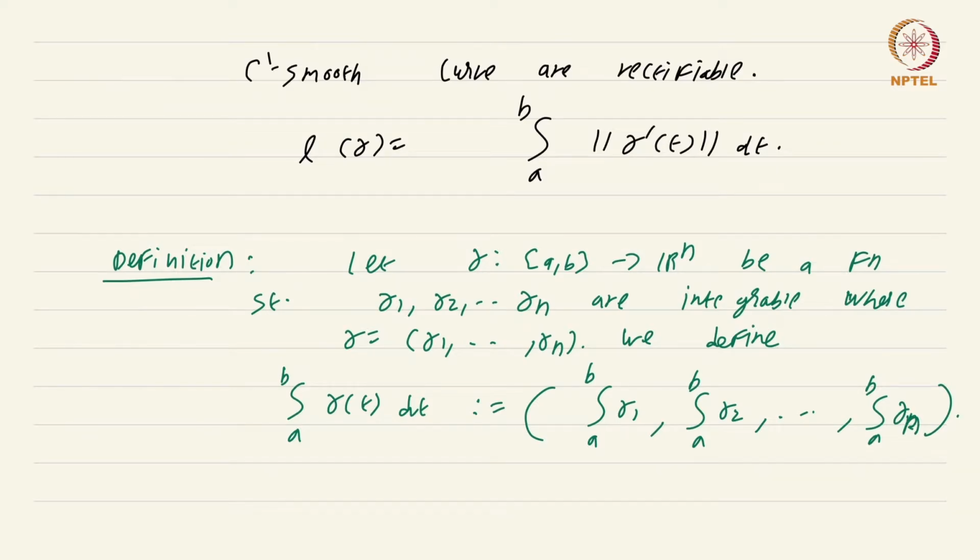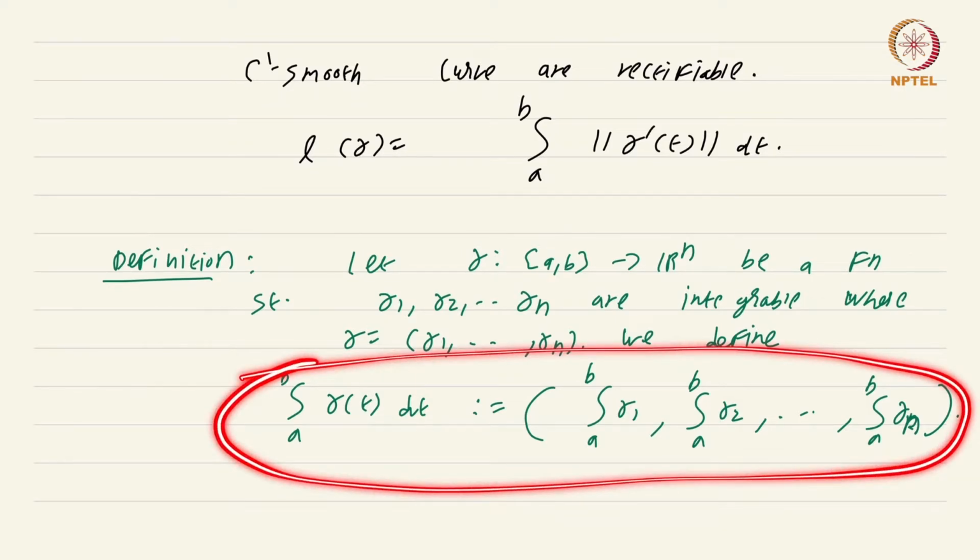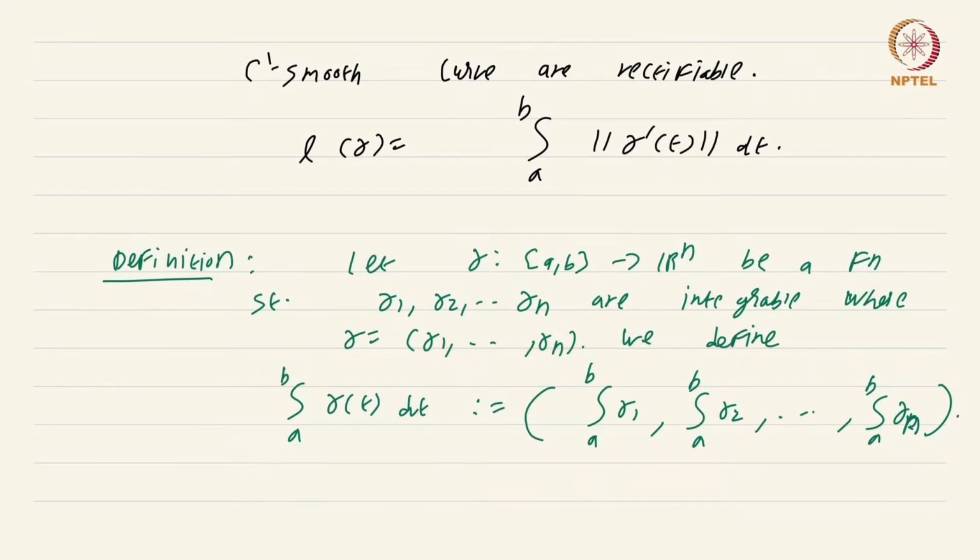If each coordinate function is integrable, the integral is the vector you get when you put all these coordinate integrals together. Again, I remark there is no deeper meaning to this. This is just a convenient definition of the integral of a vector valued function. Now let me prove one basic property of these vector valued integrals, which is going to be used in the proof of the fact that C1 smooth curves are rectifiable.